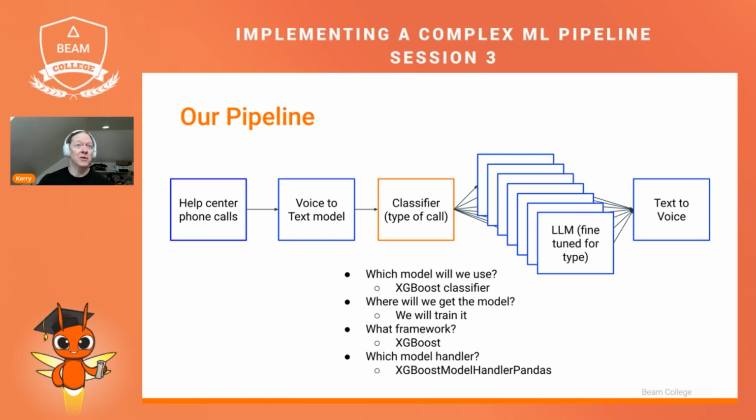Training an XGBoost model is something you can often do on a single machine pretty effectively. We're using the XGBoost framework. This is a powerful framework whose specialty is building things like classifiers for a small number of classes. What model handler? We'll use our XGBoost model handler pandas that accepts a pandas data frame as its input. I want to showcase how you can use pandas. It's a very powerful, very familiar tool for a lot of Python users, and this shows how to use pandas to give your input to the XGBoost model handler.